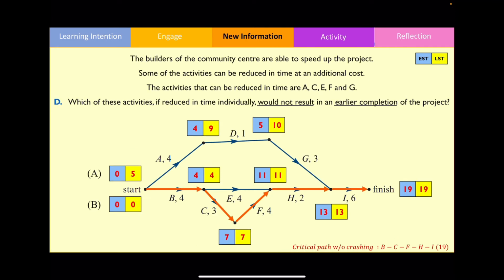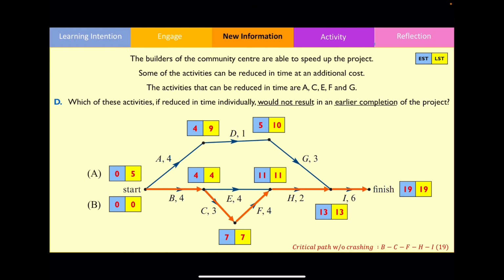For part D, it has given us some information. The builders of the community center are able to speed up the project. Some of the activities can be reduced in time at an additional cost. The activities that can be reduced in time are activities A, C, E, F, and G. The question is asking which of these activities, if reduced in time individually, would not result in an earlier completion of the project. Before I answer this question, let's quickly review a few things.